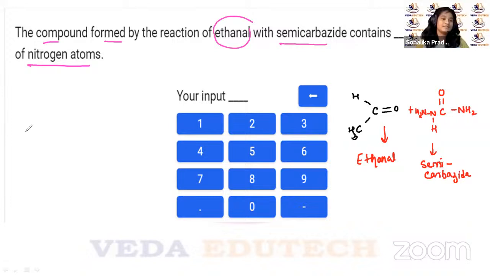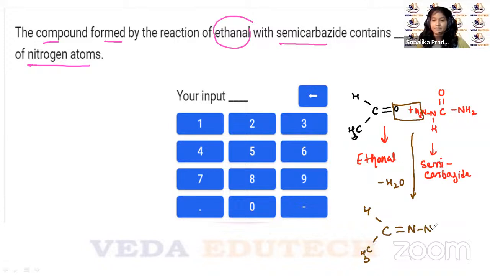So if this is semi-carbazide, you have to remove water from here. So minus H2O. As soon as water is removed, what is going to be your product? Yes, children, this is going to be your product. Now we have to find out how many nitrogen are there. This is 1, 2, 3. So as you can see, there are 3 nitrogen atoms. So the answer is going to be 3. So 3 should have been your input. I hope this is clear to everyone.